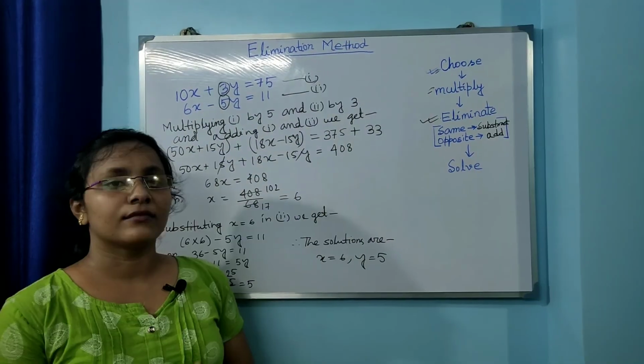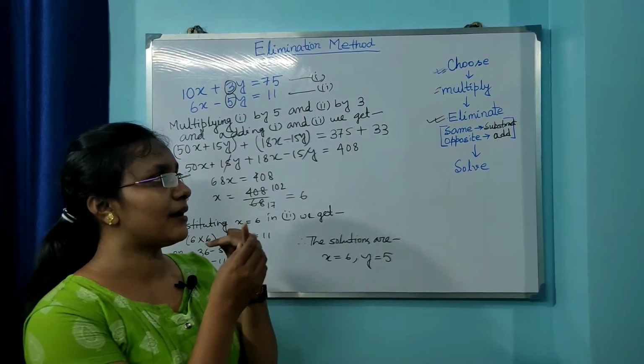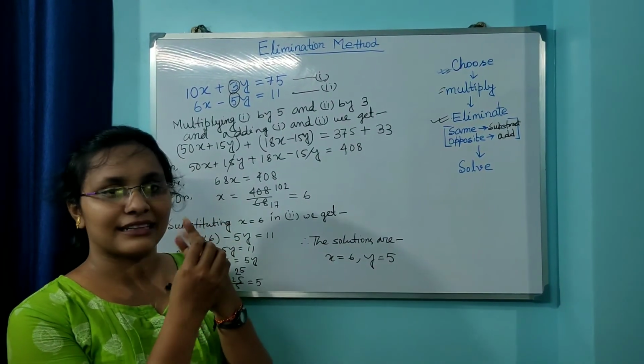Okay, so that is my discussion. The first step is choose, then multiply, then eliminate, and then solve.